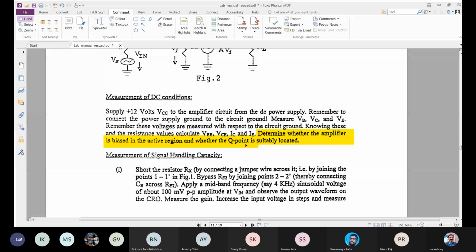The Q point, as I think I mentioned, is when you put up the load line, where in the output characteristics or input characteristics it intersects the load line. That point we call the quiescent point. That's where you can get the DC conditions.